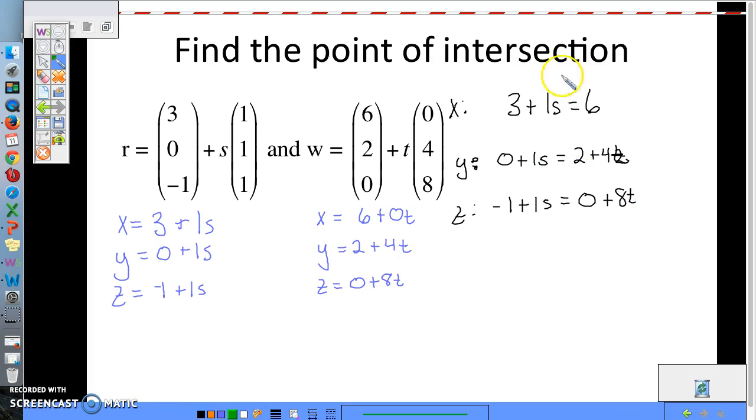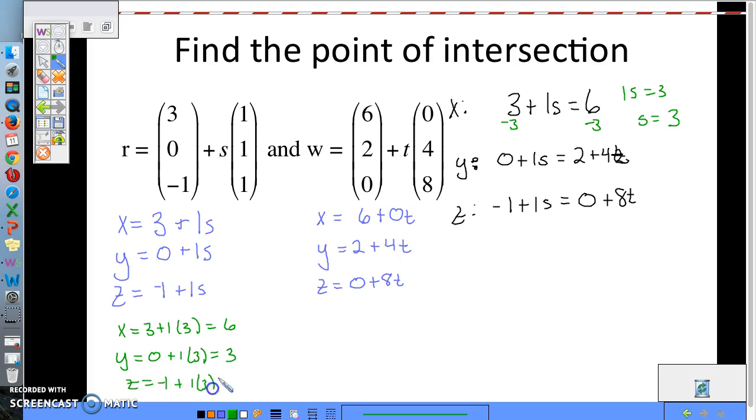Well, we could set up some systems of equations here to solve, but when I look at this one, I realize I can solve for s. 1s equals 3, so they intersect when s equals 3. So we can go back and plug that in. In this case, x equals 3 plus 1 times 3, which would be 6. Y equals 0 plus 1 times 3, which is 3. And z equals -1 plus 1 times 3, which is 2. So they intersect at the coordinates 6, 3, and 2.